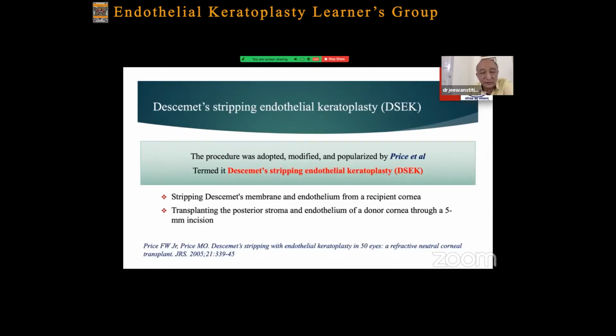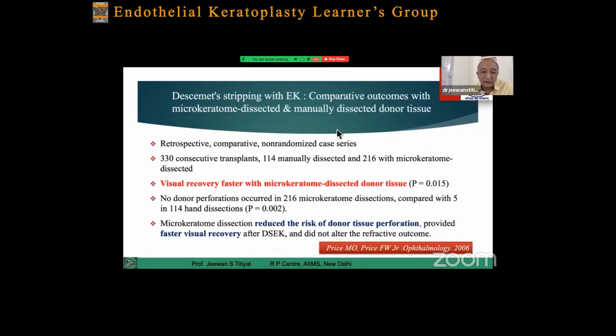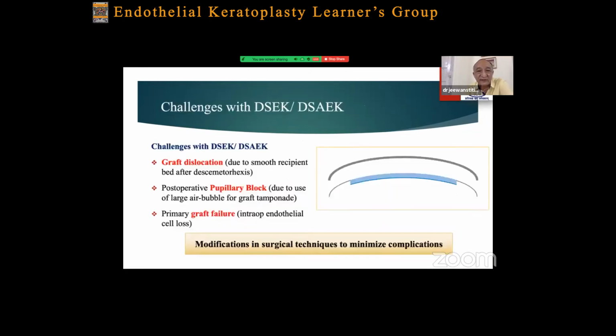But this surgery was ultimately made more popular by Francis Price's group, and they described various techniques in these cases. And he compared microkeratome dissected lenticule later, but it was Gorovoy et al. who described this earlier. This technique was described in 2006. So this was the study by Francis Price where he compared microkeratome versus the manual dissection. And he concluded that microkeratome dissected tissues are better in terms of attachment, and the visual quality is also better, and recovery was faster in these cases.